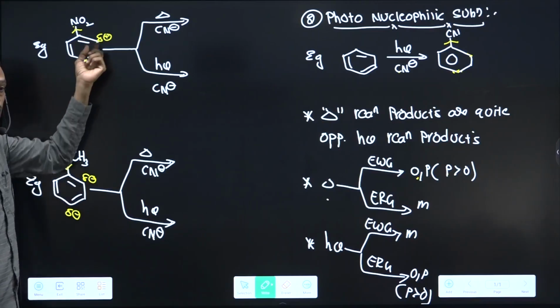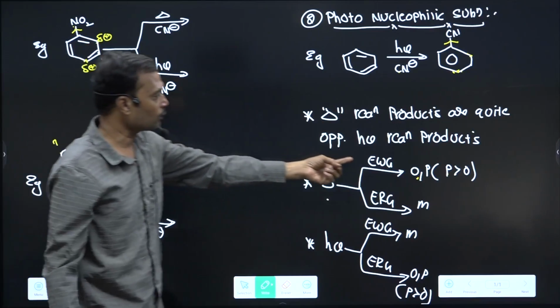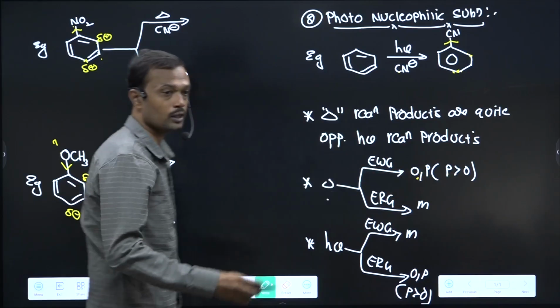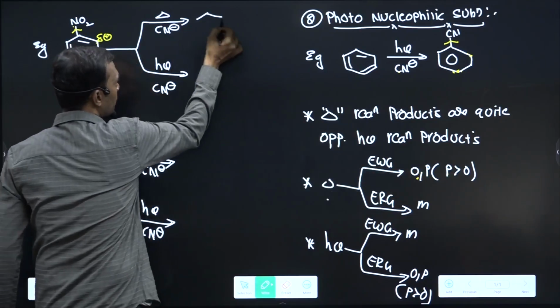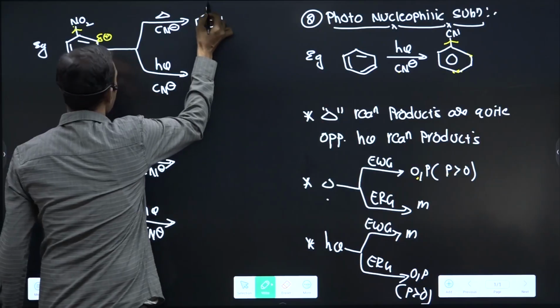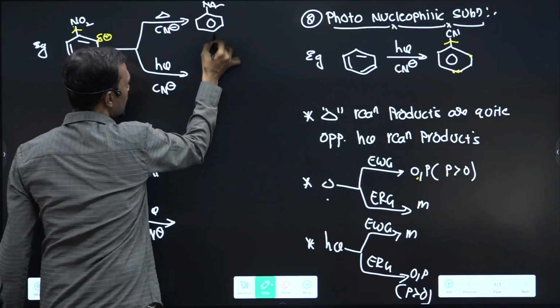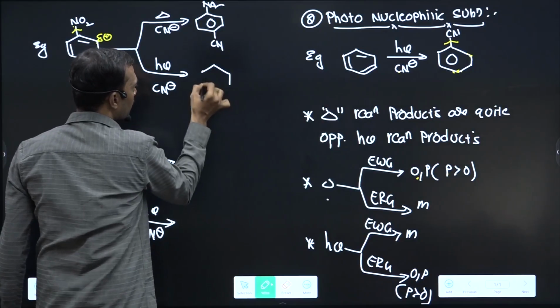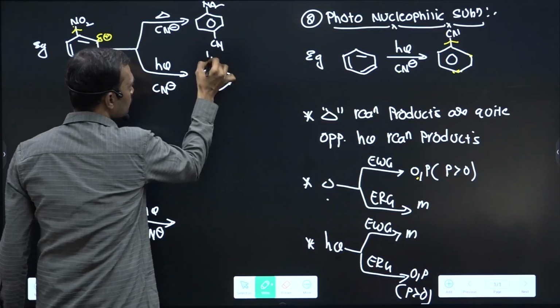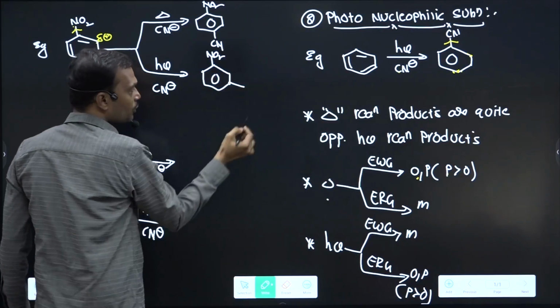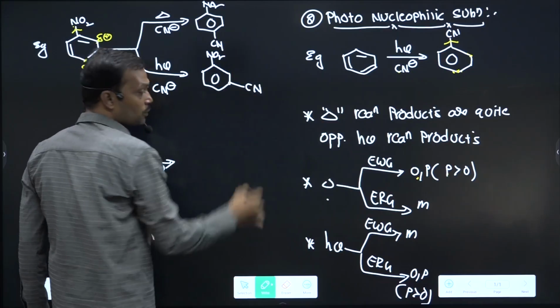Ortho, para. Out of ortho and para, which is predominant? Electron withdrawing group: para predominates over ortho. So can I write cyano on the para position? Here nitro is as it is, here cyano. Then what about photochemical? Quite opposite. So quite opposite means we need to write it at the meta position.